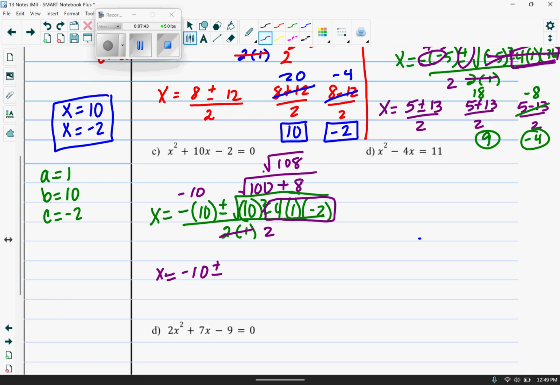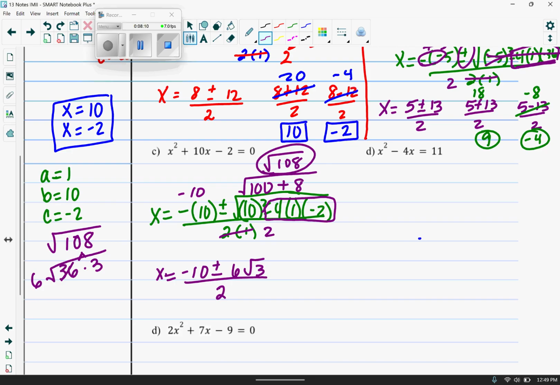Now, 108 we know breaks down, because if you look back in your notes, you should have some. 108 breaks down to, I believe, 36 times 3, which gives me 6 radical 3. So plus or minus 6 radical 3 over 2.